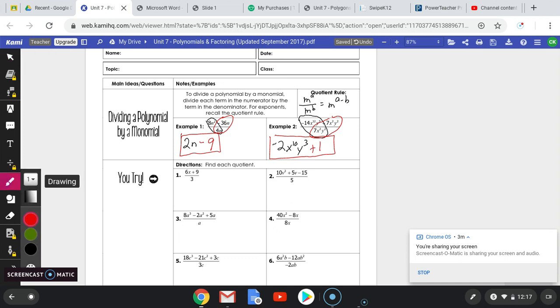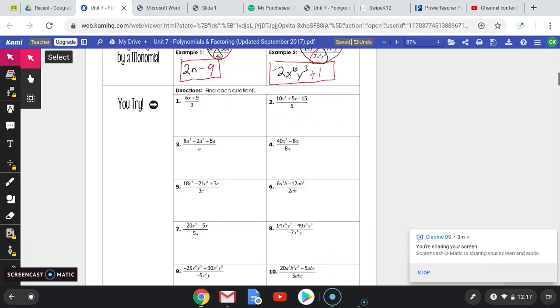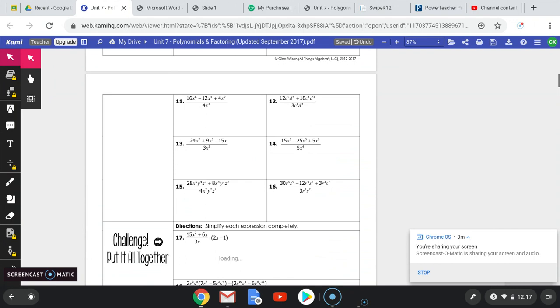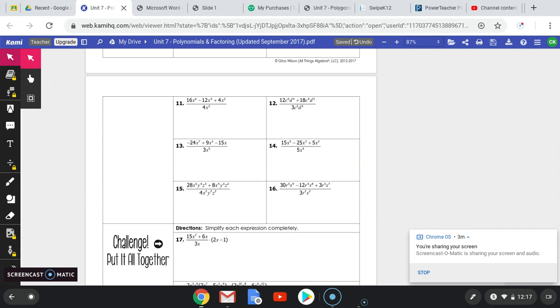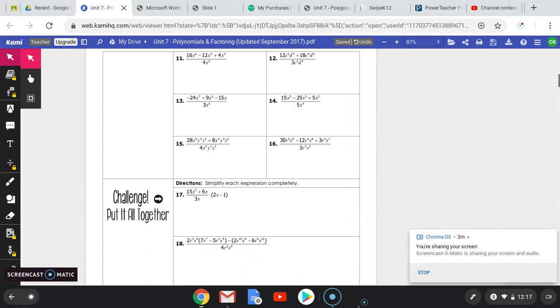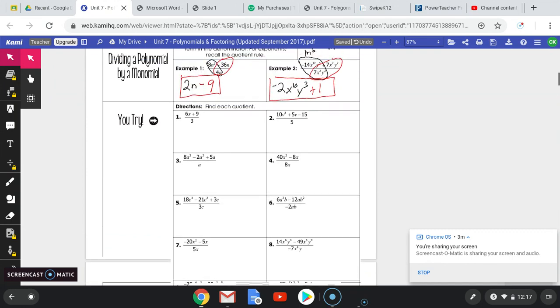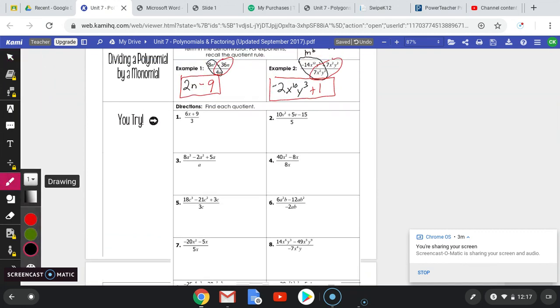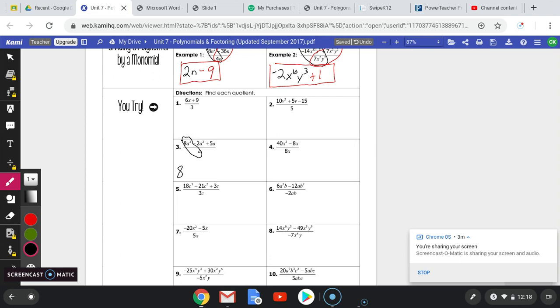So we're going to skip around here and look at the various problems. I'm just looking ahead to see what kind of problems are here. Challenge is always good here. So in this case, number 1's boring, 2's boring. Let's look at 3. So we got 8a cubed divided by a. Well, the numbers, 8 divided by 1 is just going to be 8. What's a cubed divided by a? Well, it's 3 minus 1, a squared.